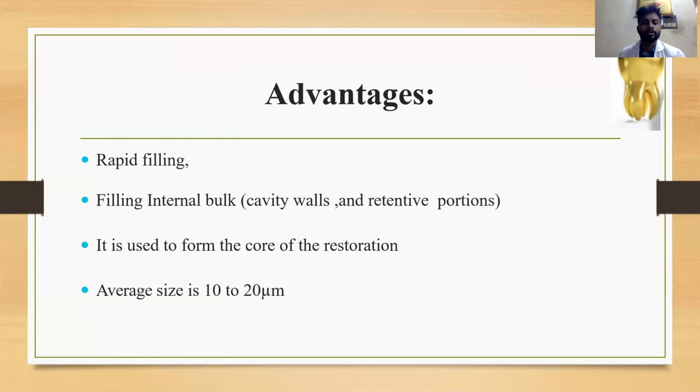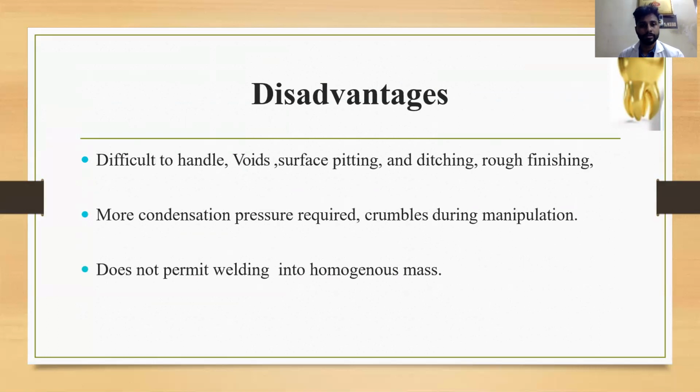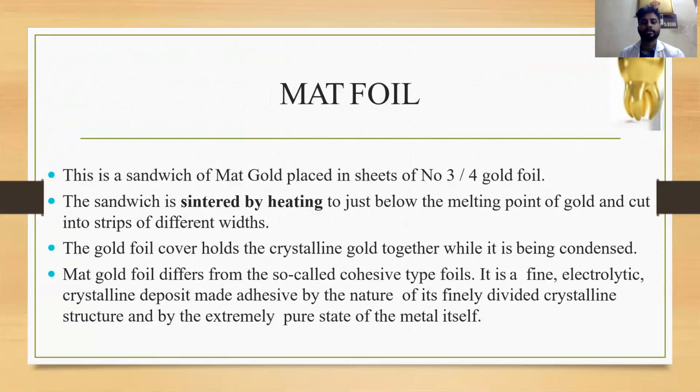So the advantage of matte gold is rapid filling of internal bulk, that is cavity wall and retentive portions. It is used to form the core of the restoration. Average size is 10 to 20 microns. Disadvantages: it is difficult to handle. Voids do get formed, and surface pitting, ditching, and rough finishing. More condensation pressure is required. Crumbles during manipulation. Does not permit welding into a homogeneous mass.